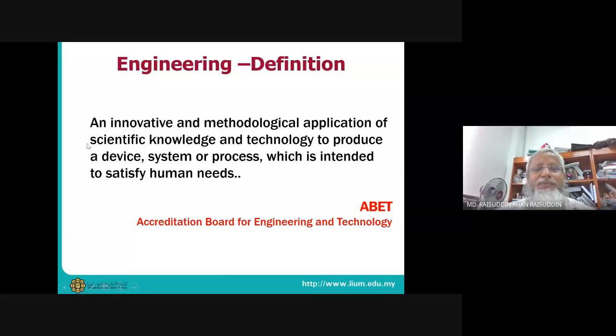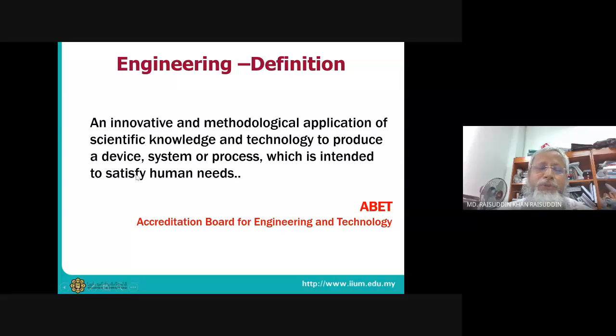So you can see here, this is one definition from ABET, the Accreditation Board of Engineering and Technology. An innovative and methodological application of scientific knowledge and technology to produce a device, system, or process which is intended to satisfy human needs. So here you can see inside the definition, there is no term engineering. The terms are knowledge and technology. And what kind of knowledge? Scientific knowledge.